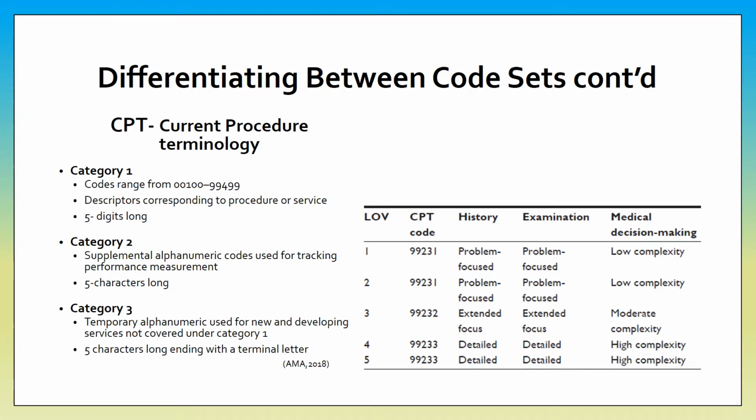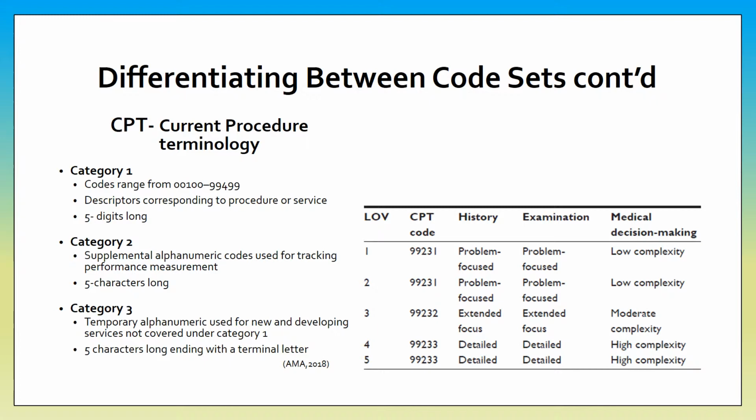Current Procedural Terminology, or CPT, code sets are categorized into 3 categories. All CPT codes are 5 characters long, some containing only digits, while some are alphanumeric. Category 1 corresponds to the specific procedure or service performed and is only numeric code sets.